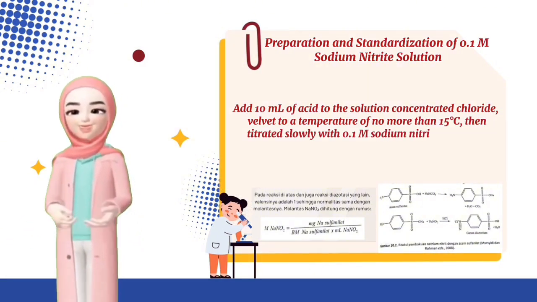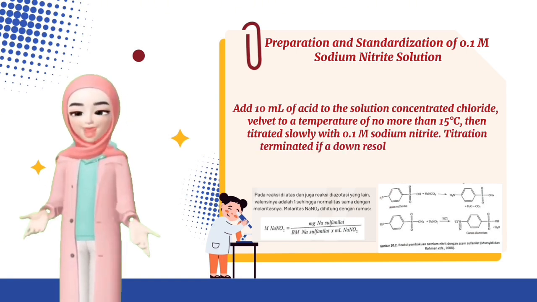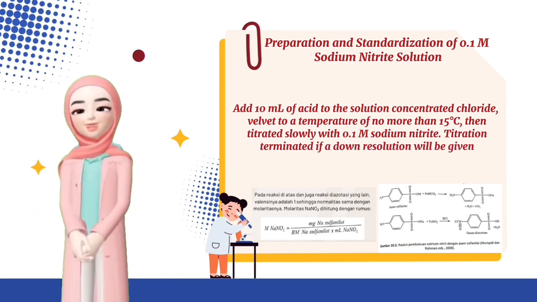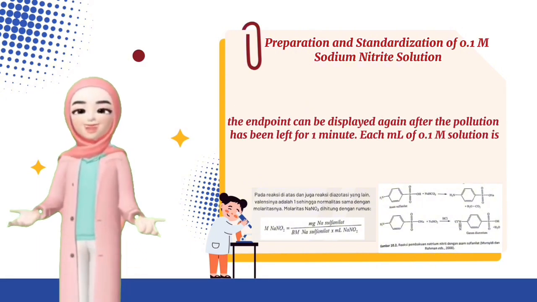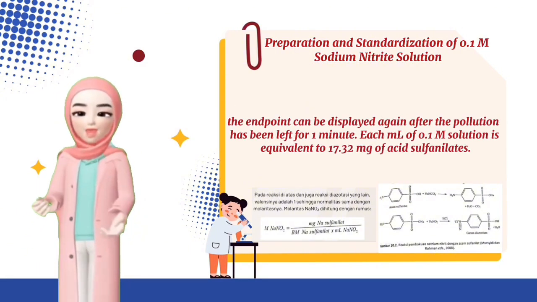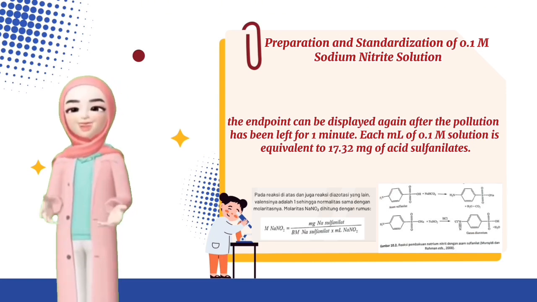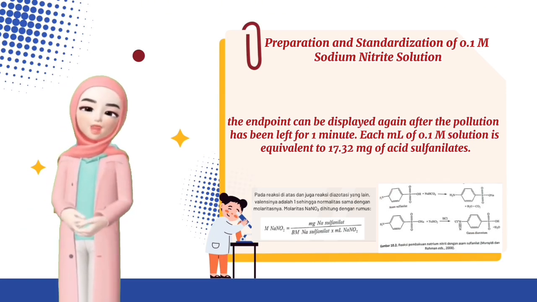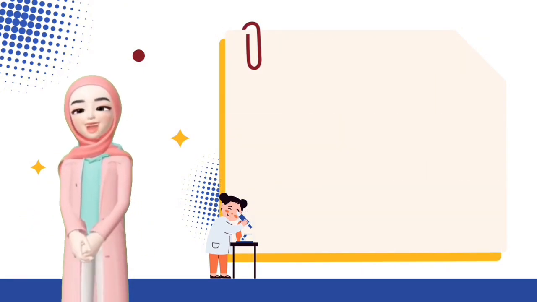Titration is terminated when a drop of the solution immediately gives a blue color on the starch iodide paper. The titration is considered complete if the endpoint can be displayed again after the solution has been left for 1 minute. Each mL of 0.1 M solution is equivalent to 17.32 milligrams of sulfanilic acid.